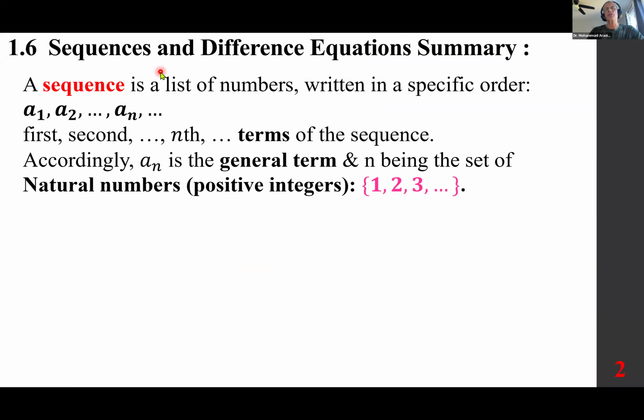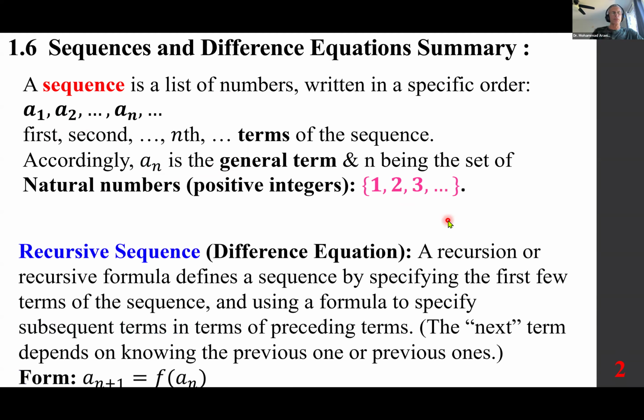1.6, sequences and difference equations summary. A sequence is a list of numbers written in a specific order, a sub 1 all the way to a sub n, the first, second, nth terms of the sequence. Accordingly, a sub n is the general term, and n being the set of natural numbers, also known as positive integers, 1, 2, 3 to infinity.